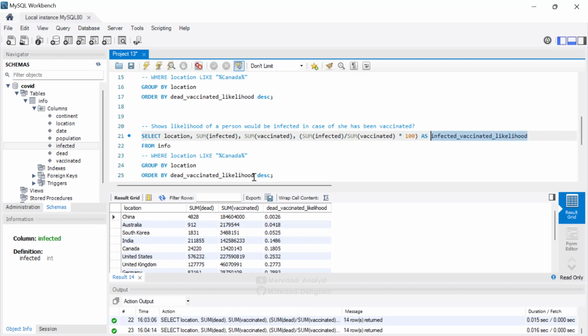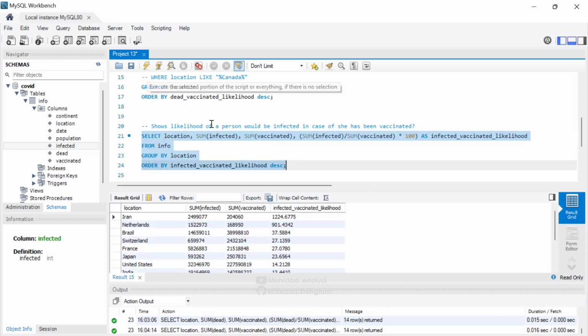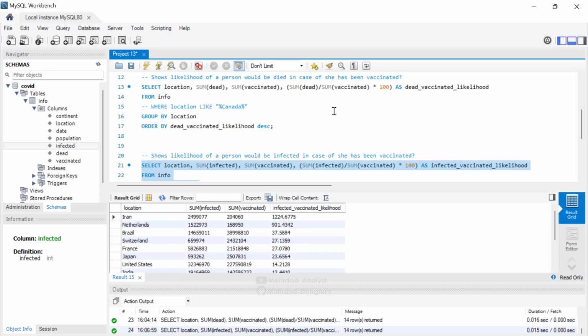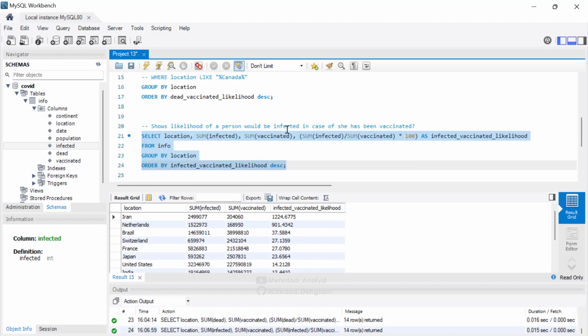I change it here. Maybe I don't need it. Yeah, I call it, and this is the result. Again, Iran was the worst one. It makes sense because, as we can see in the previous questions about the relationship between vaccinations and death, Iran was the worst, so it makes sense.